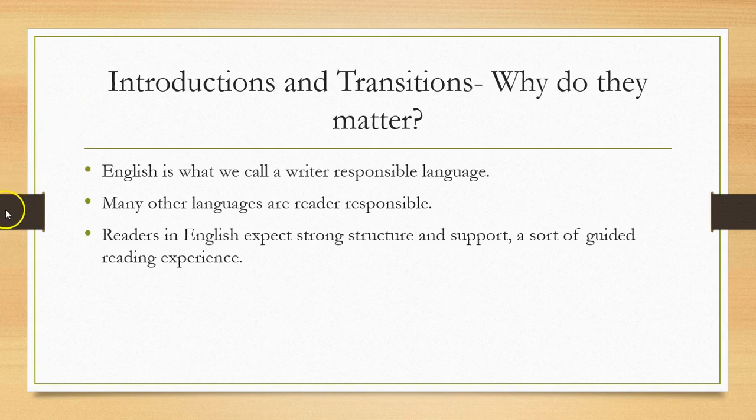Now, I keep saying English because many other languages are reader responsible. I do a lot of work with students from China, Korea, these areas, and if those students don't understand something they're meant to read, particularly for class, they'll usually tell me it's their fault, that they didn't have enough background knowledge, that they were not paying close enough attention.